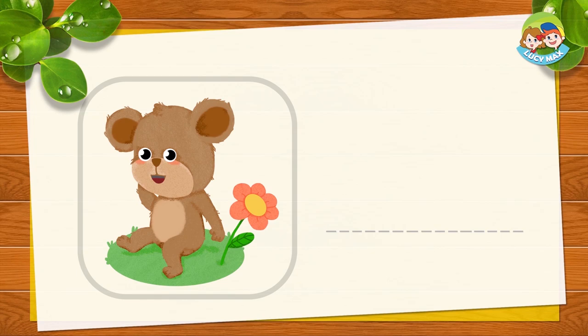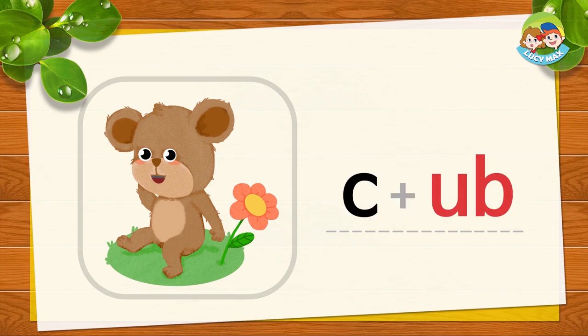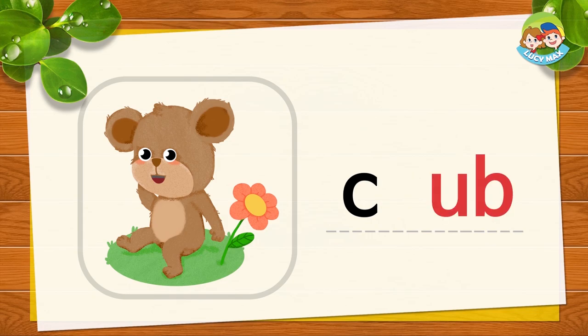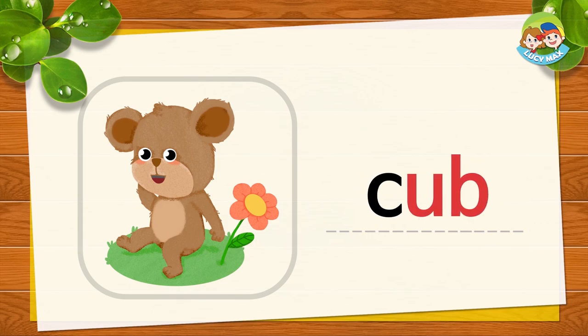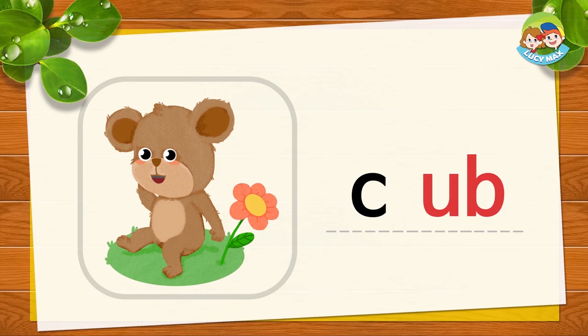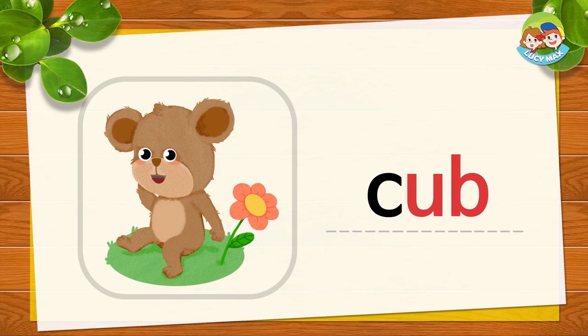This is a bear cub. A cub is a young animal. A baby tiger is a cub. C-ub. Together is cub. C-ub. Cub. Now you try. Very good.